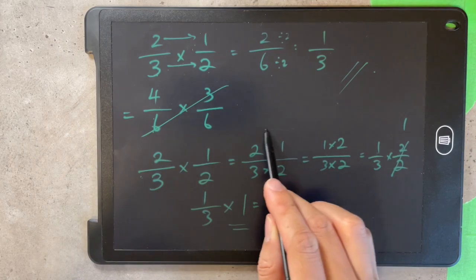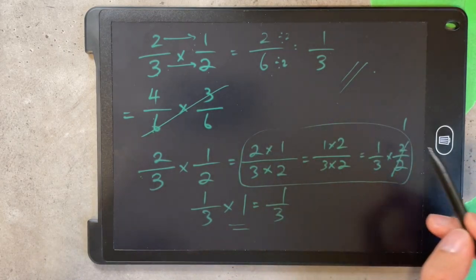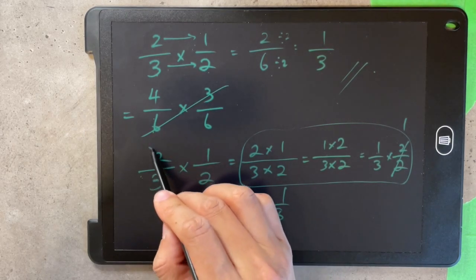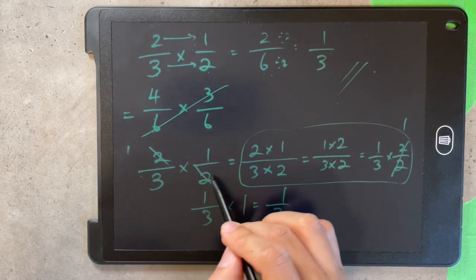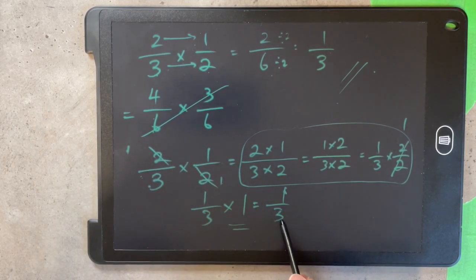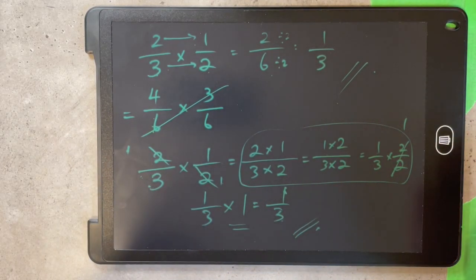So I don't actually have to do all this stuff. I can just do it here. I can just simplify by divide by 2, divide by 2. 1 times 1 is 1, 3 times 1 is 3. I can do it like that.